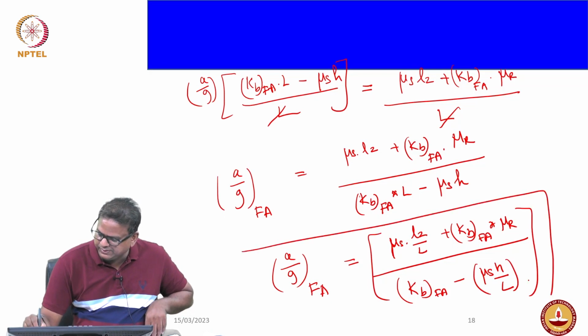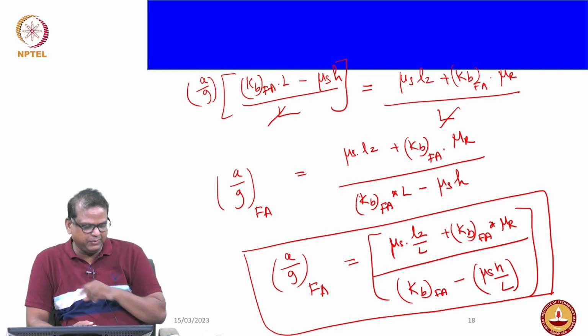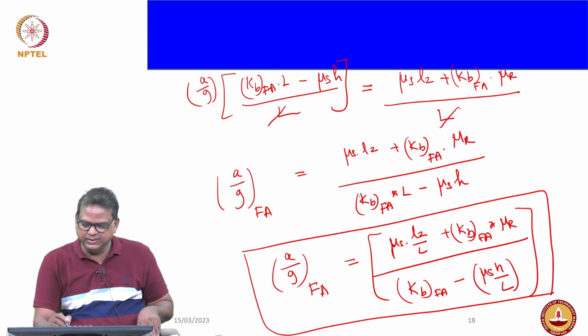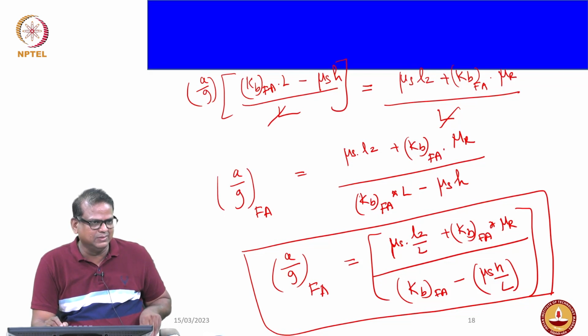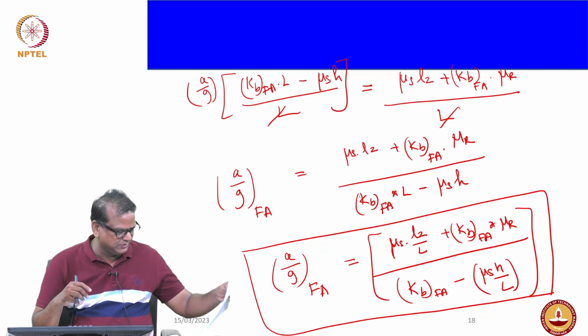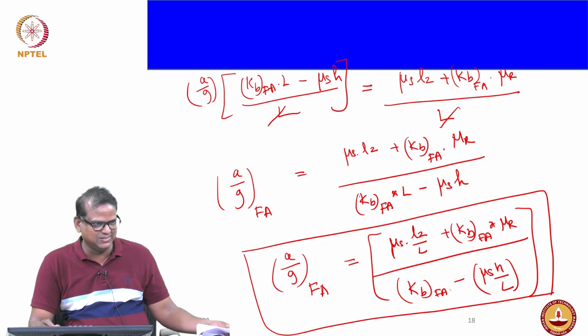This is the deceleration rate of the front axle. Question is, what happened to your rear axle now? What change do you expect now? Instead of L2 you will have L1, and the K_BF has to be replaced with 1 minus K_BF, which is nothing but your distribution at the rear axle. That is one thing. Do you expect any sign change? Yes, this term will change.